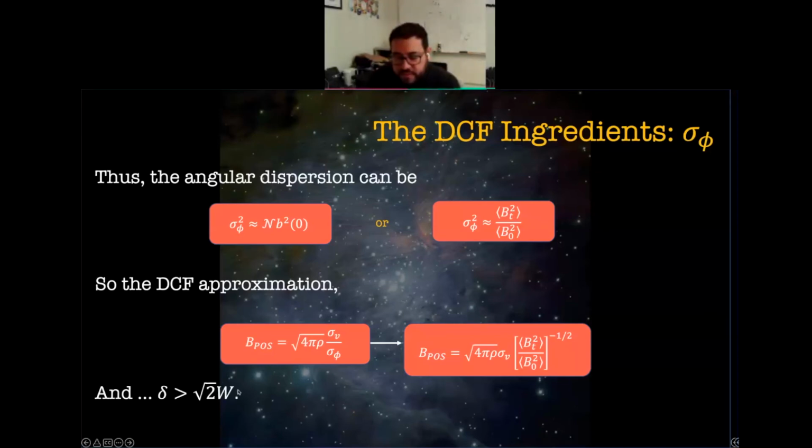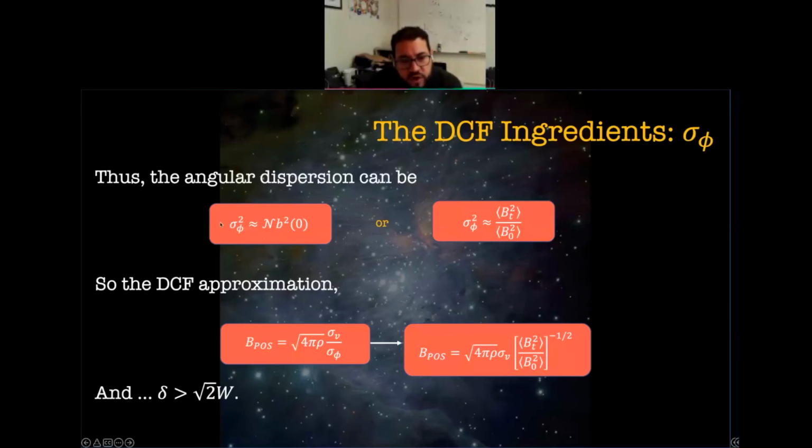Yes, the beam, the observations beam, all right? So, as I said, basically what you want to do is to take that amplitude of b squared and then multiply by the n factor that we determined before. That will give you an idea of what this sigma phi is, or the angular dispersion.